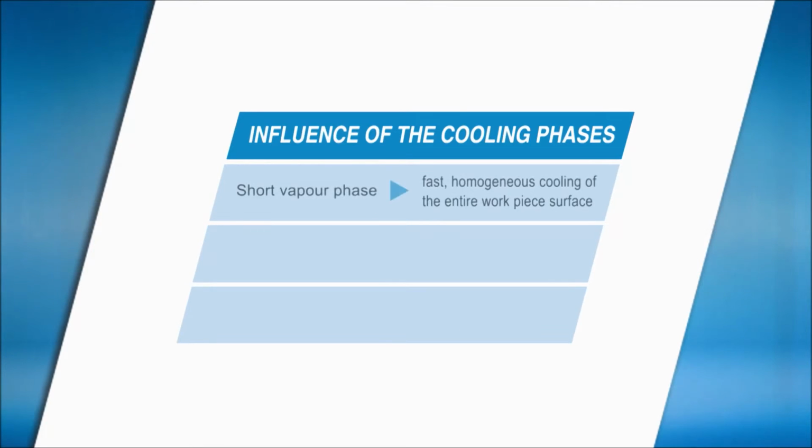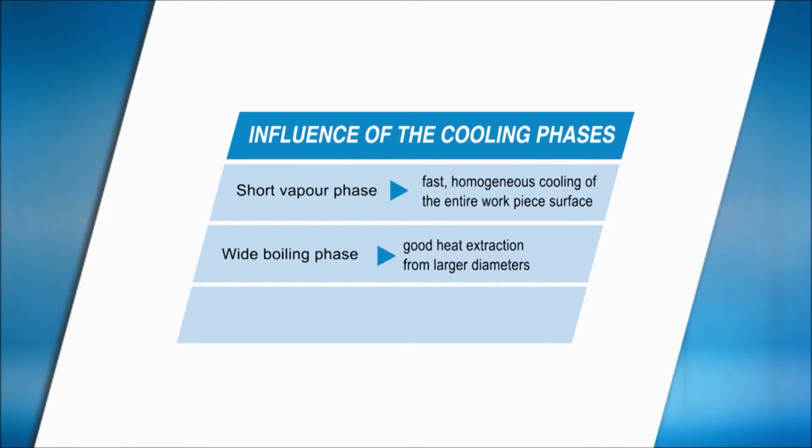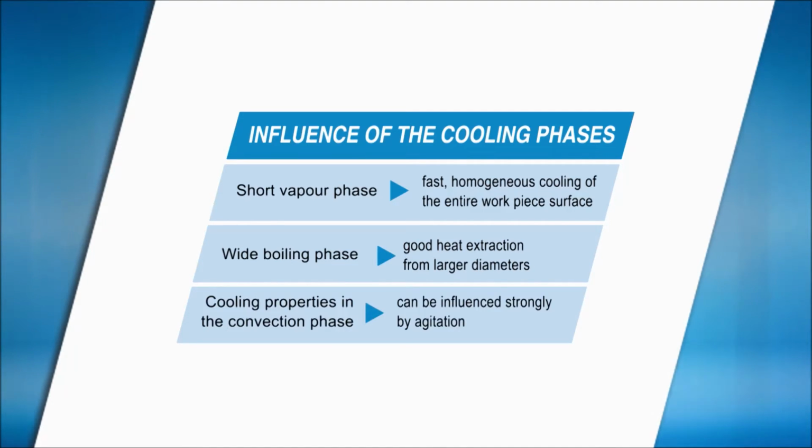A shorter vapor phase gives fast and homogeneous cooling of the entire surface of the workpiece. A wide boiling phase gives good heat extraction in large diameter components. Cooling in the convection phase can be influenced by circulation of the quenchants.